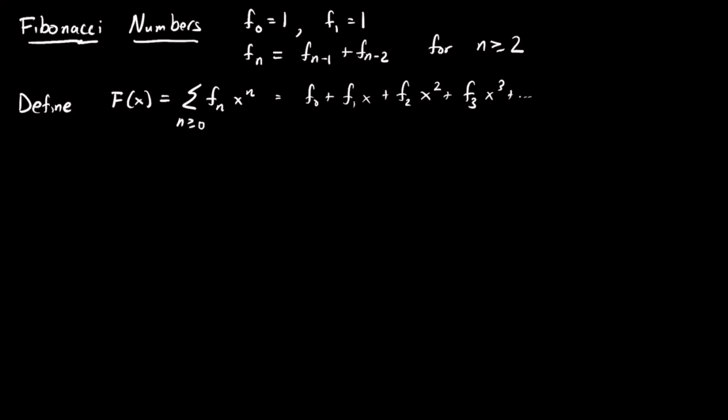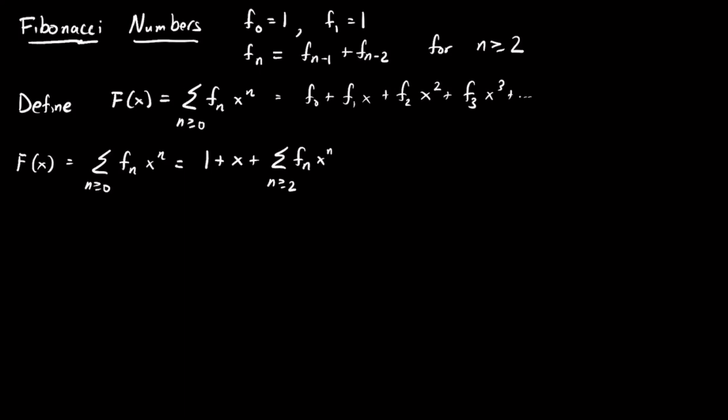Okay, so let's try to find a nice formula for f of x. So one thing I know is that f of x, again by definition, is the sum of f sub n, x to the n, where n is bigger than or equal to 0. And so what I'm going to do is detach from this sum the n equals 0 and n equals 1 term. So I could write this as 1 plus x plus the sum of f sub n, x to the n, where n is bigger than or equal to 2.